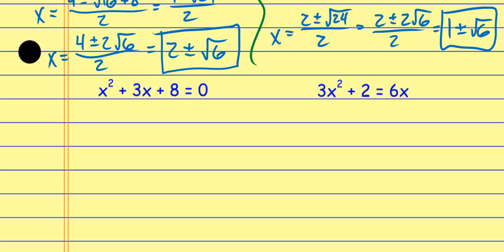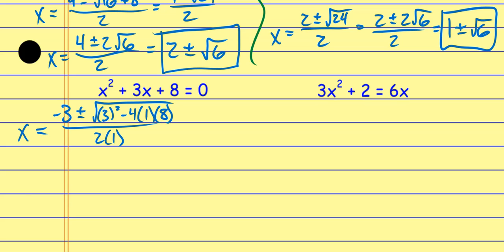And so here's what I'm going to do. I'm going to go ahead and set this up. Opposite of b, so my b value this time is a 3, so the opposite of that is -3, plus or minus the square root of 3 squared minus 4 times a, which is 1, times c, which is 8, all over 2 times a, which is 1. And now I continue to simplify. Here we go.